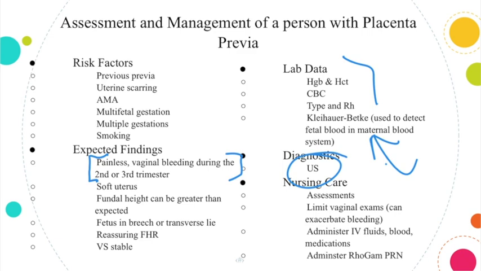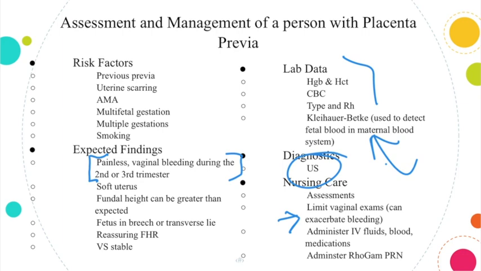We're going to limit our vaginal exams. If you go back to the previous slide where the picture is, you can see how the placenta is either partially or, in different variances, fully covering the cervix. If you do a vaginal exam and put your fingers through the placenta, now you're going to have fetal compromise.